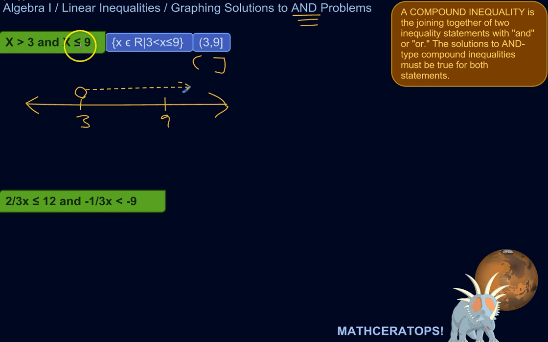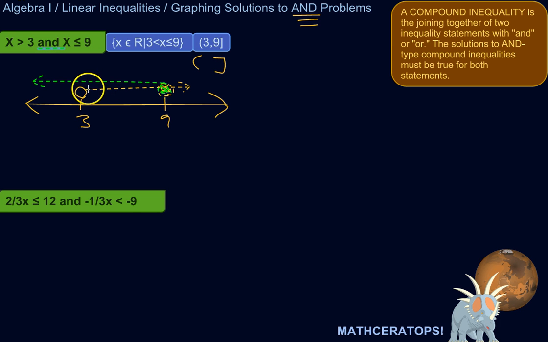Now what about x is less than or equal to 9? So we start with 9. Do I fill that in? Yeah, because it's less than or equal to 9, so I have to include 9 in there. Maybe we should do this in a different color. It's less than or equal to 9, so this part of it is going to go this way. So this is an AND type problem. The solution will be where these things overlap, because both of these conditions have to be true. So my real solution will be right here.